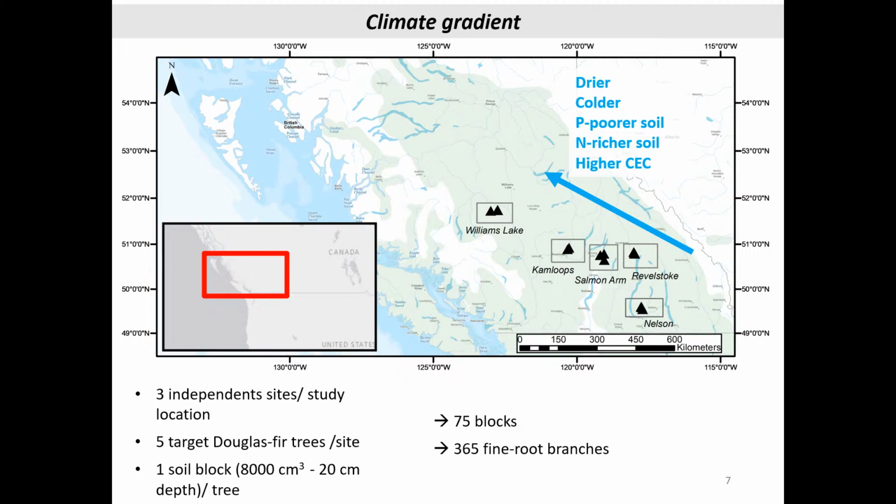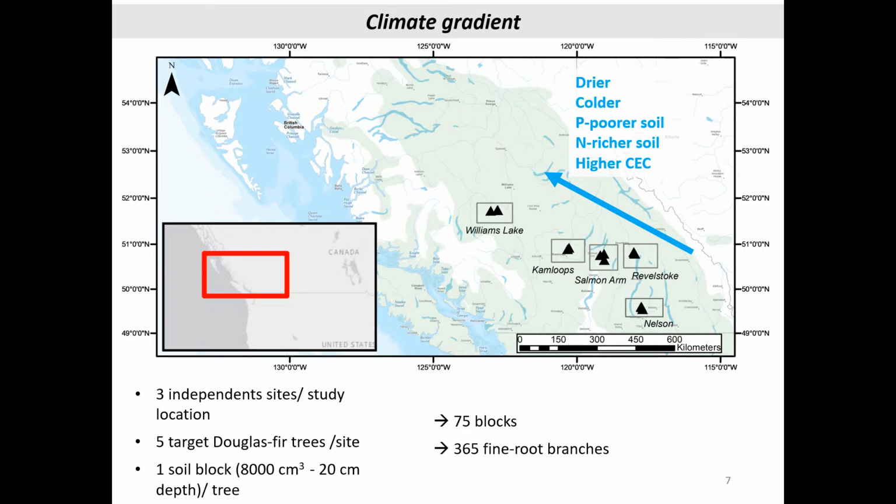For each study location that you see here, I had 3 independent study sites. I targeted 5 Douglas fir trees per site, and I extracted 1 soil block per tree, 20 centimeters by 20 centimeters by 20 centimeters. In total, I extracted 365 fine root branches from 75 soil blocks.